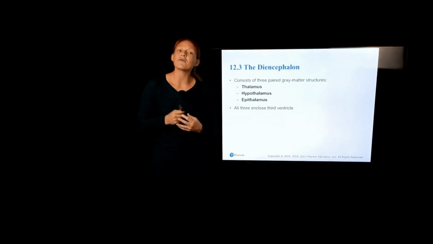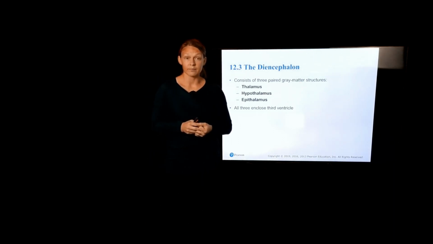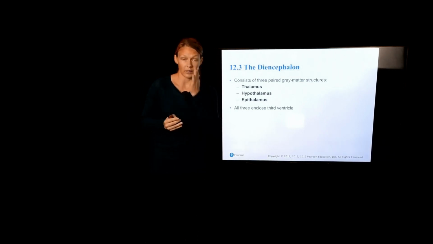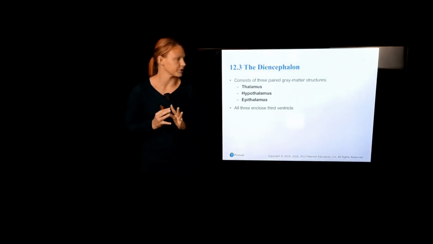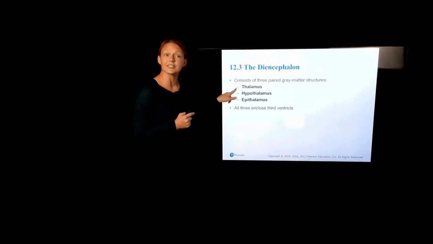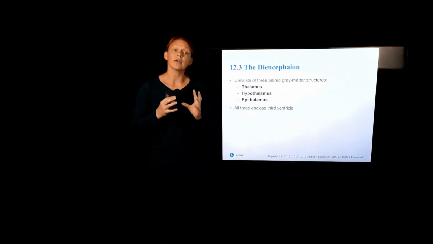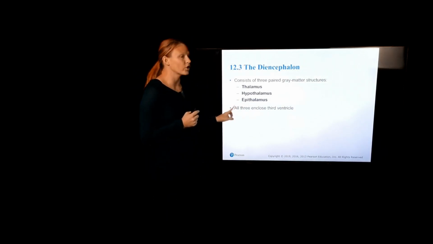Okay, so now we're going to move on from the basal nuclei to the diencephalon. And the diencephalon has three paired gray matter structures. You've heard me mention the thalamus already. We also have the hypothalamus and the epithalamus. So we're going to be talking about all of these. They are all part of the third ventricle.